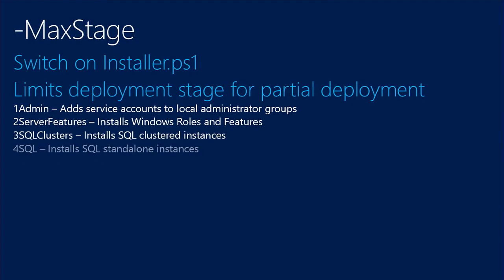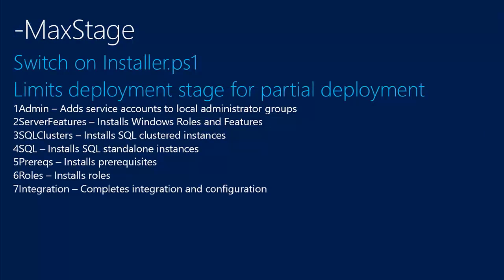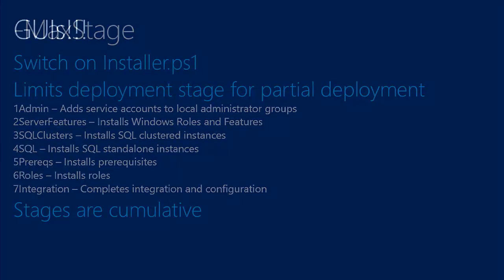Then there's this option called max stage. A couple of MVPs asked for this. This allows you to limit how far through a deployment it actually goes. So I said that I pre-staged, or did a partial deployment, on my VMs before they started. This is what I used to do it. I just did max stage for SQL. So SQL is already installed. Pretty simple. All stages are cumulative, so you can't just do SQL without admin and server features.